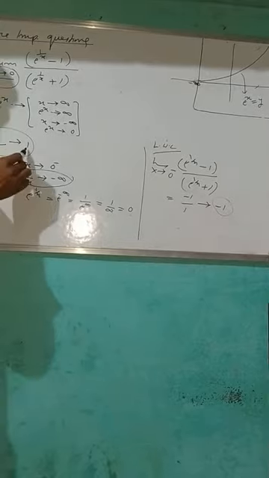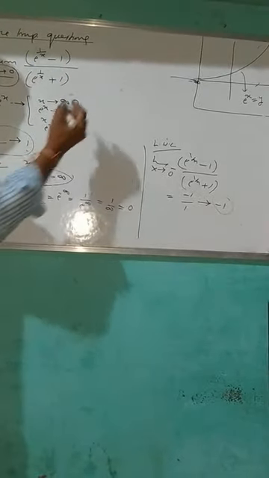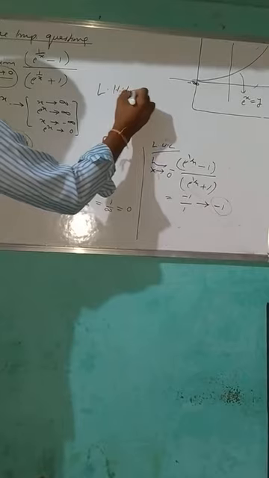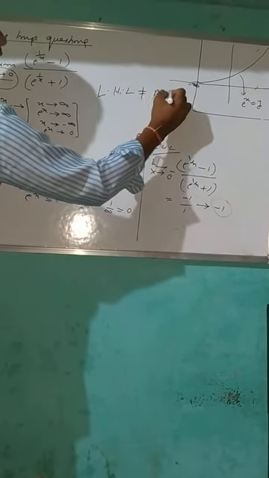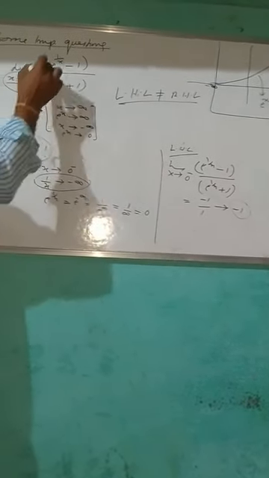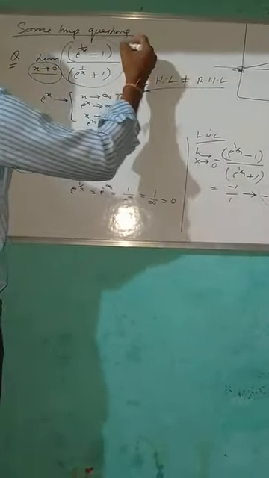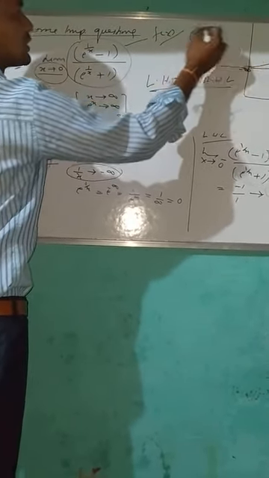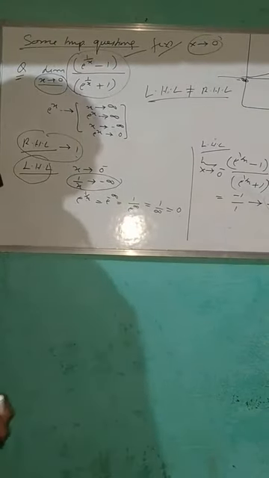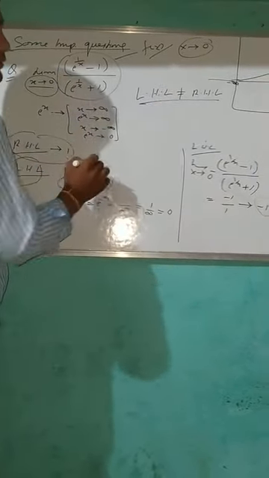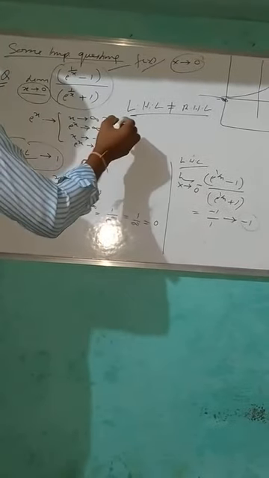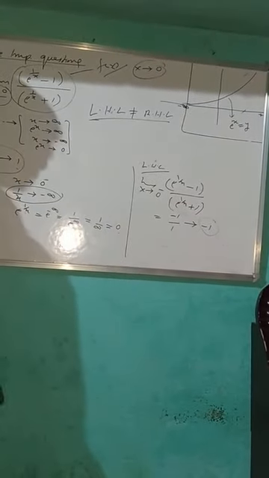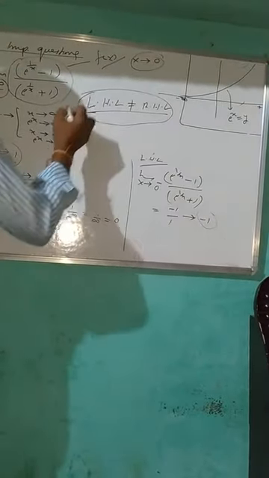In this case, the left hand limit does not equal the right hand limit, and the limit of the function does not exist. Similarly, suppose this is a function f(x); as x tends to 0, this function is discontinuous and the limit does not exist. This is the first kind of discontinuity of the function, where the limit does not exist.